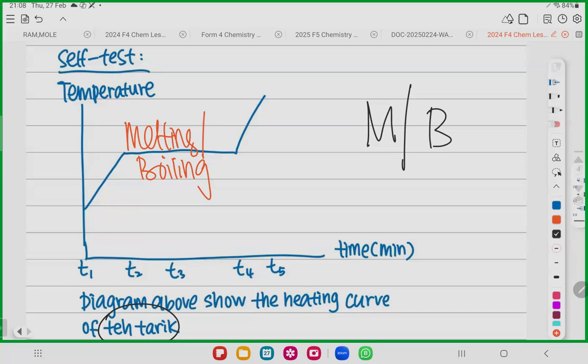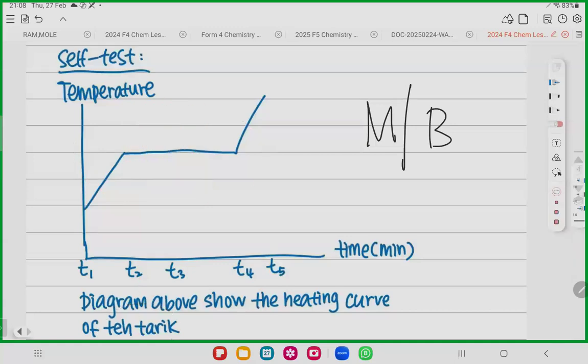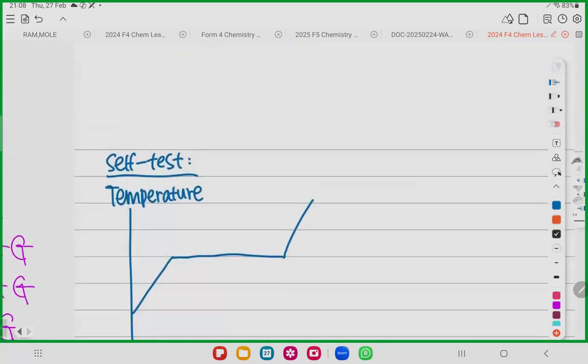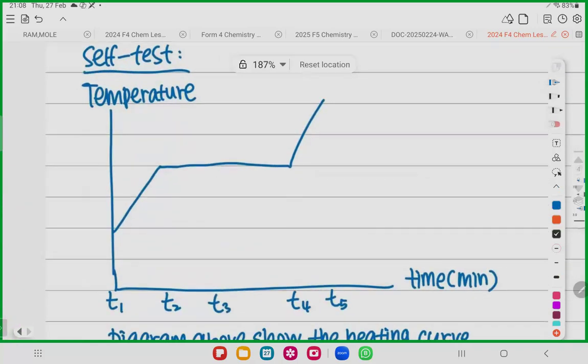Teh tarik is a liquid. So you have a teh tarik, you have a liquid in the first place. Common sense. When you heat a liquid, boiling. Understand? When you heat the liquid, boiling. Common sense, all right? No need to memorize. Okay, now the question is, we want to predict what is the state of matter at T1, T2, T3, and T4. What is the state of matter at T1, T2, T3, and T4?